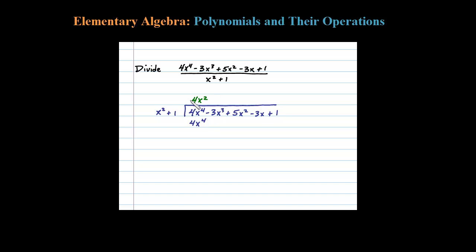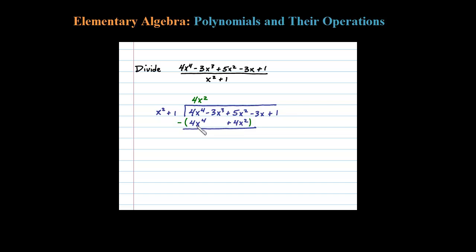Okay, and then you have to distribute. 4x squared times that 1 is plus 4x squared. Notice there I left some space because I wanted to line up the like terms. Now when you subtract, remember you have to distribute that negative.